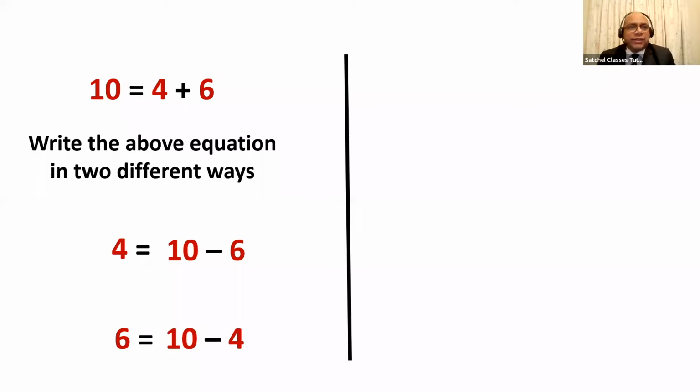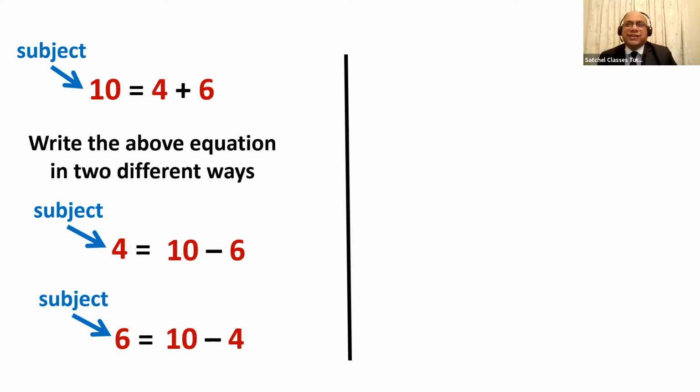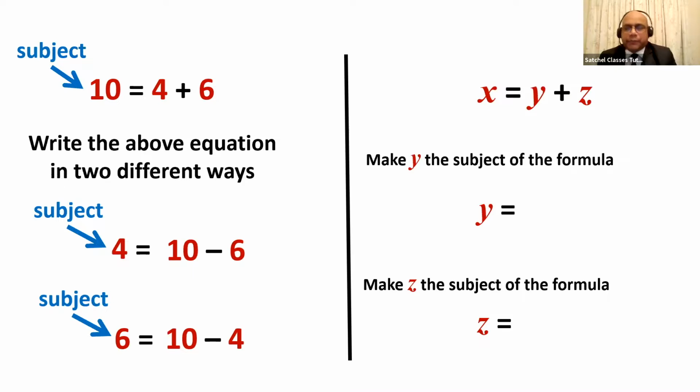So while in the first case 10 was the subject, in the second case 4 is the subject, and in the third case 6 is the subject, because these are the numbers on their own on one side of the equal to sign, right? On the same lines, if we are given x equals y plus z, how can you make y the subject and z the subject?